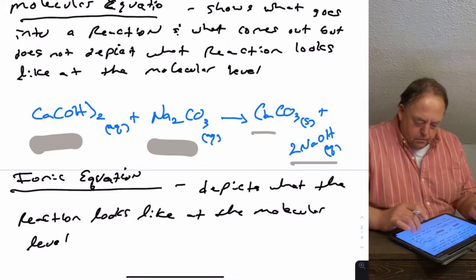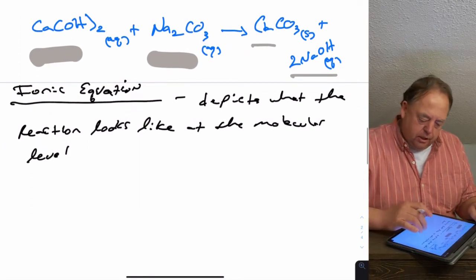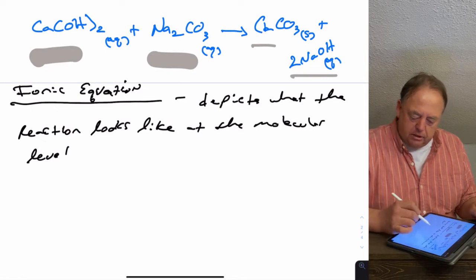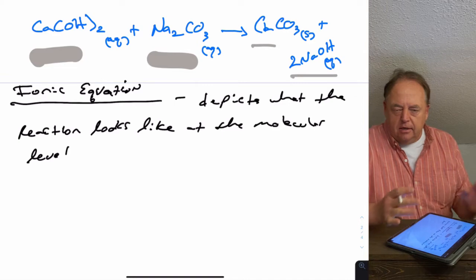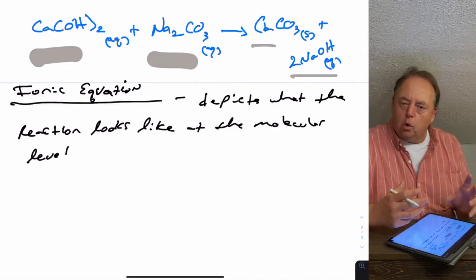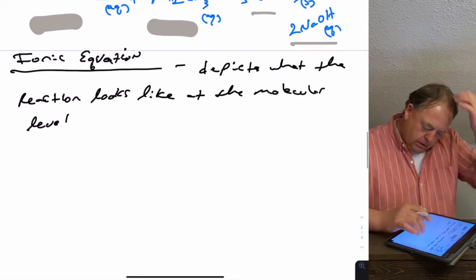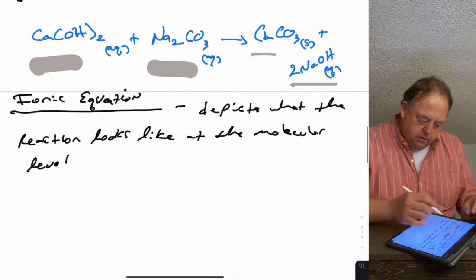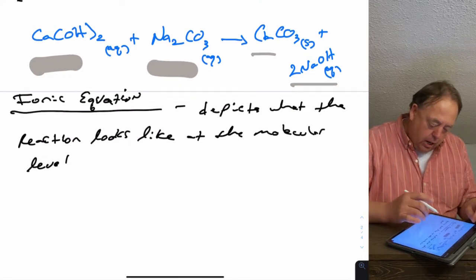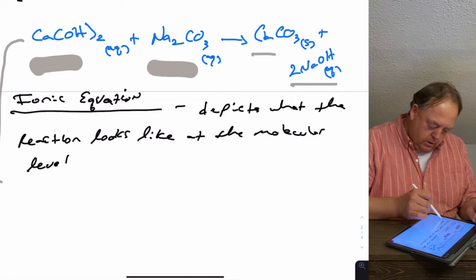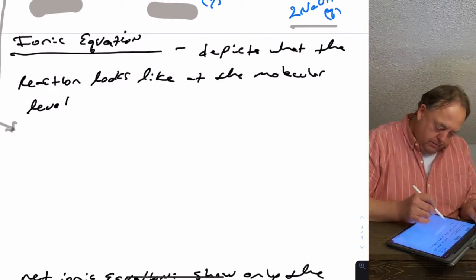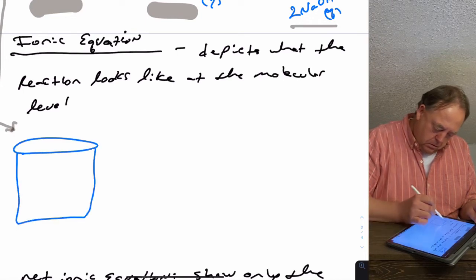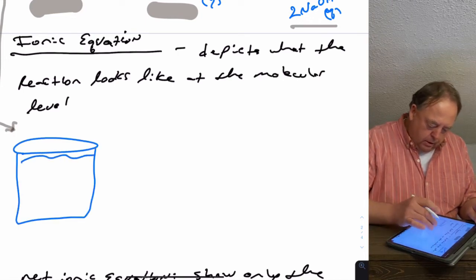but doesn't tell you what the solution actually looks like at the molecular level. So that's what an ionic equation tries to do. It tries to depict what the reaction looks like at the molecular level instead. So if you could see all of the atoms in the molecule, what does it actually look like when it's dissolved? So we'll take the same reaction. Calcium hydroxide is aqueous. So that means it dissolved. So what does this solution look like? Well, it's an ionic compound.